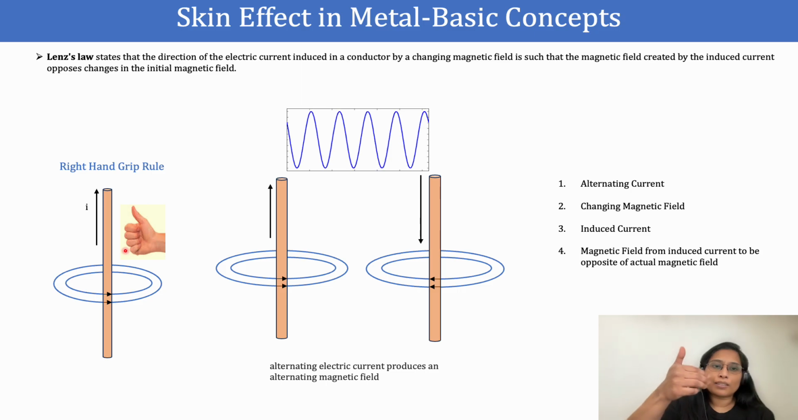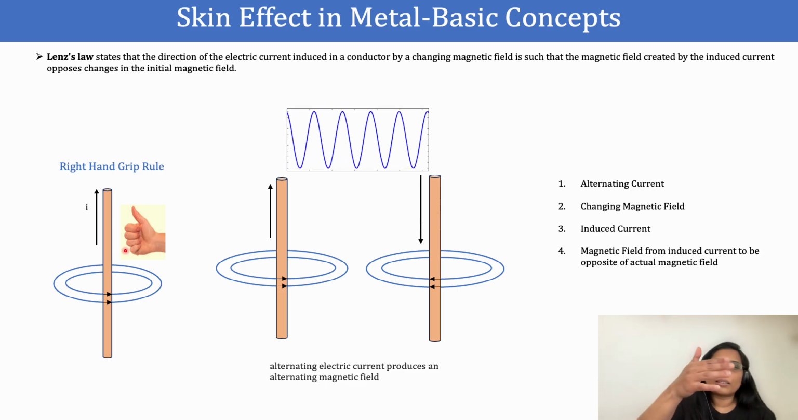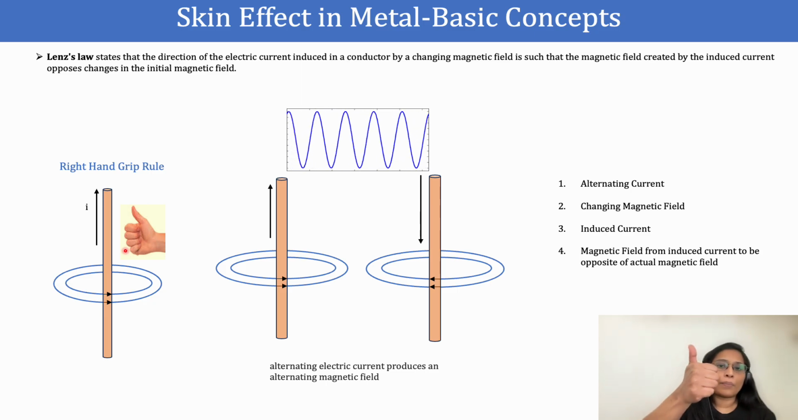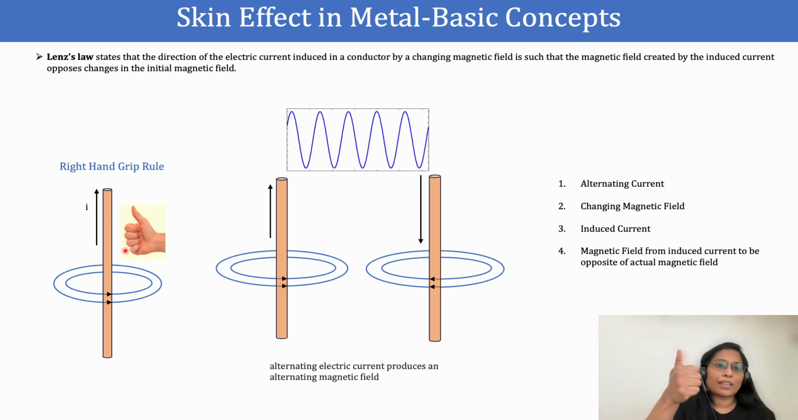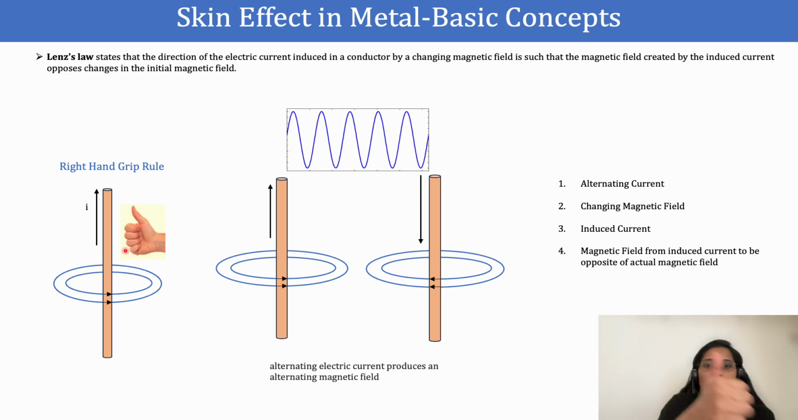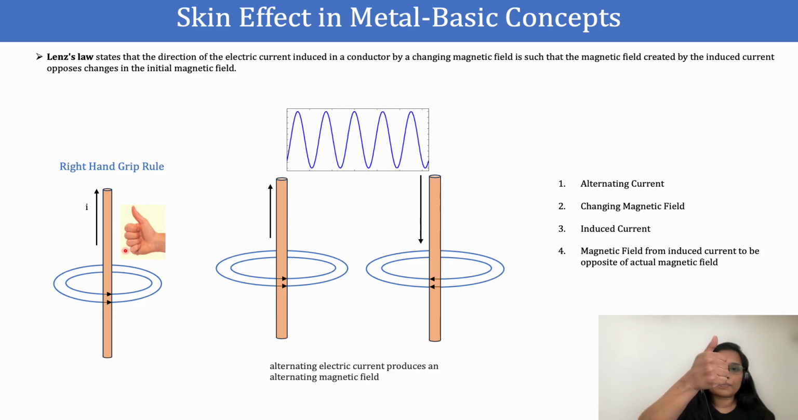So if this is my right hand, and if I am aligning my thumb in the direction of the current, the rotation of all these fingers will give me the identification of the direction of the magnetic field. That is right hand thumb rule. Okay, so this is my right hand, but as the camera is flipped, it may look like a left hand to you, but this is my right hand. So in first case, we can see that the current is in this direction. So if I wrap my fingers around the conductor, you can see the direction of the magnetic field.